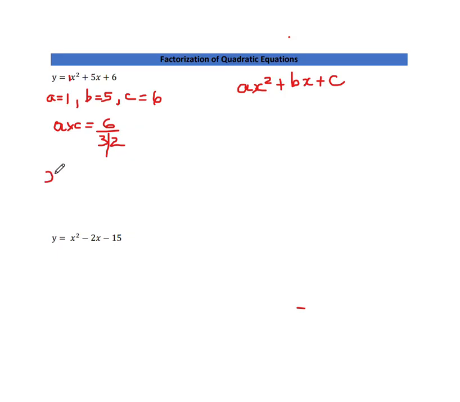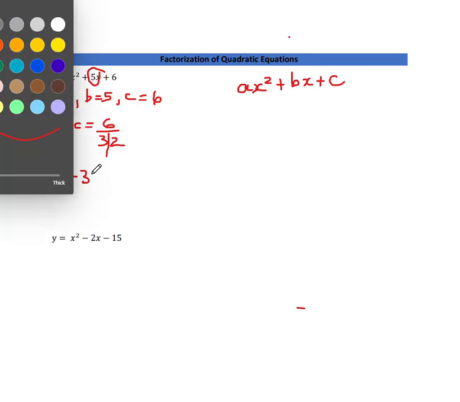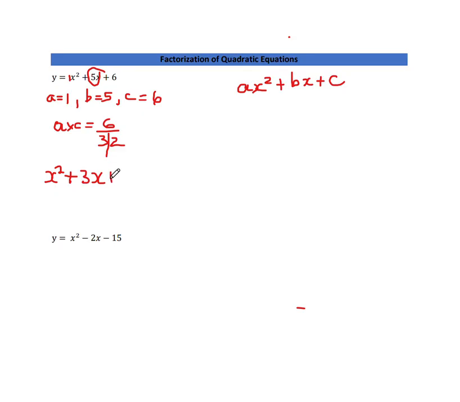And now we're going to use the 3 and the 2 to substitute into the original quadratic equation here that we have in standard form. We're going to use the 3 and the 2 to replace the middle term of 5x to re-express this quadratic equation. So this will become x squared plus 3x plus 2x. This is the 3x and the 2x that we're substituting to replace the 5x, which is the bx in the original quadratic equation, plus 6.